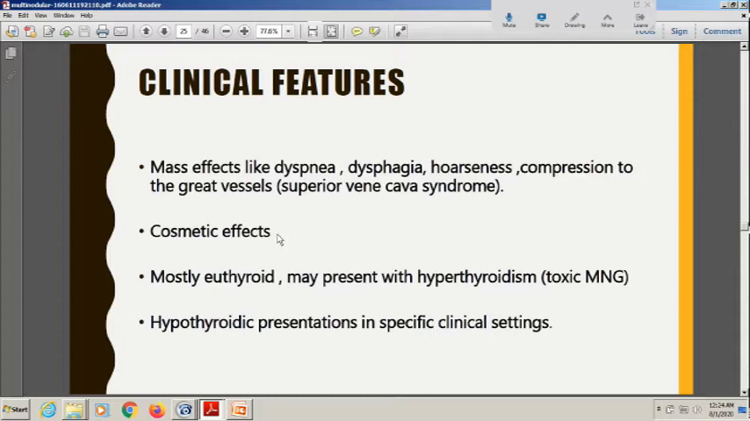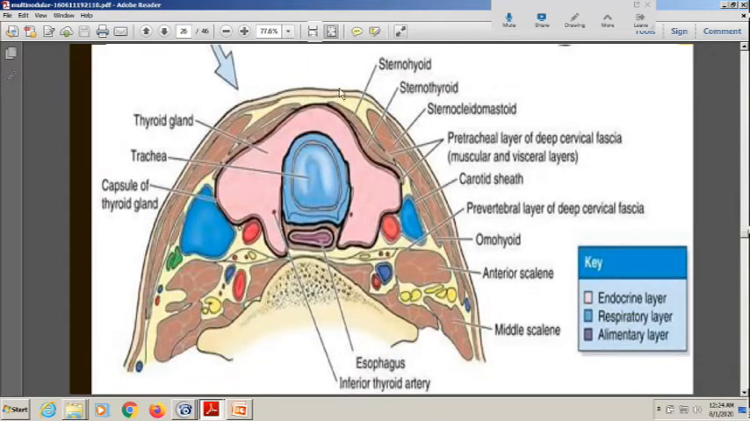Now if the thyroid gland is enlarged, very obviously the trachea is in between the thyroid gland, so it will compress and there is difficulty in breathing, because other than the trachea there are laryngeal muscles also. So if there is involvement of any nerve, either the recurrent laryngeal nerve or the superior laryngeal nerve, there is hoarseness of voice. And if the thyroid gland is too enlarged, it will compress the esophagus, that will lead to dysphagia.